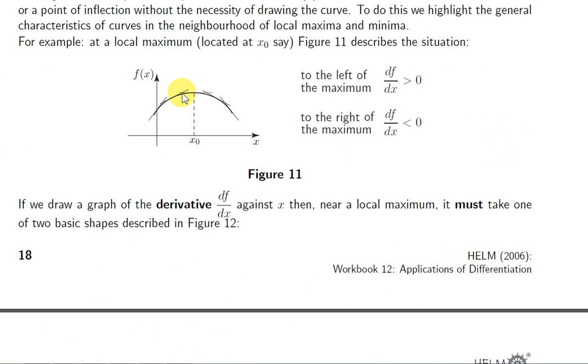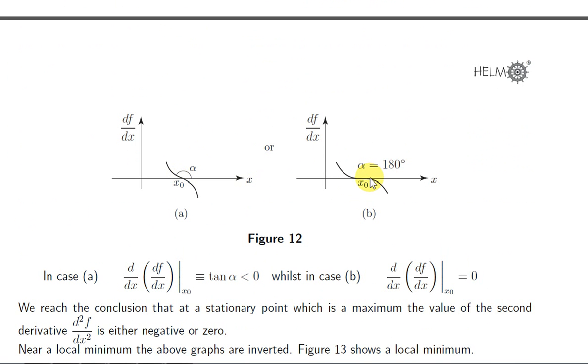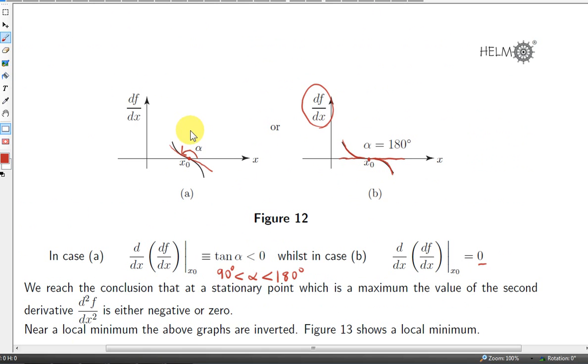So we want a local max of our function at x0. So we can only have one of these two possibilities. Alpha can't be less than 90 degrees, of course. If alpha was less than 90 degrees, then our curve would look something like this.